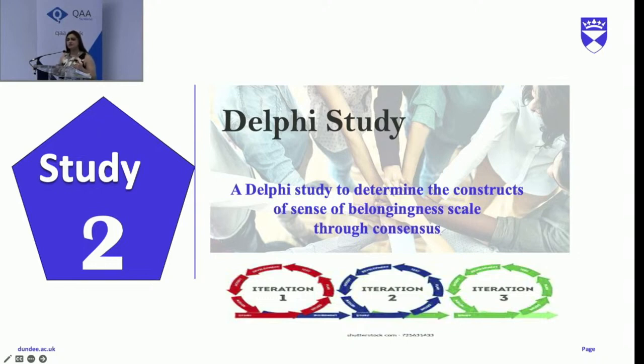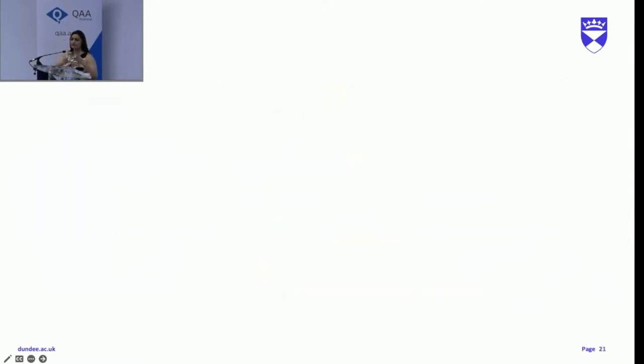I used the modified Delphi technique. In the simple Delphi technique, you take the constructs from the literature, and then you start round 1, round 2, and round 3. I used the modified one, where I first conducted interviews with the postgrad learners: how do they feel about the sense of belongingness in online learning? Based on their data, the themes that I extracted, I developed the items.